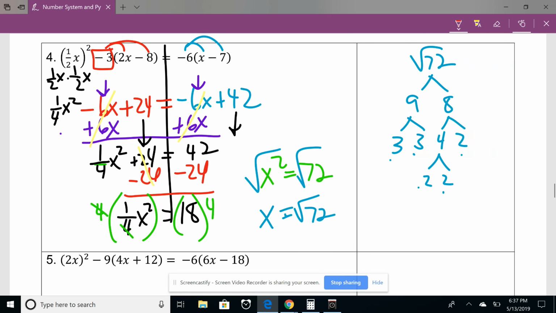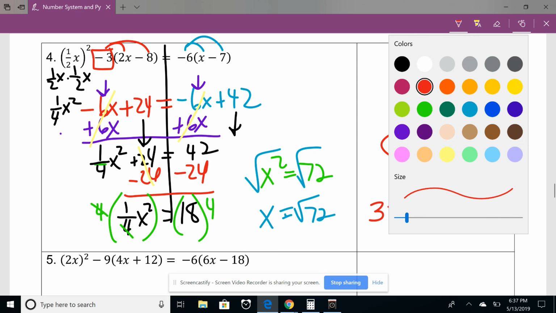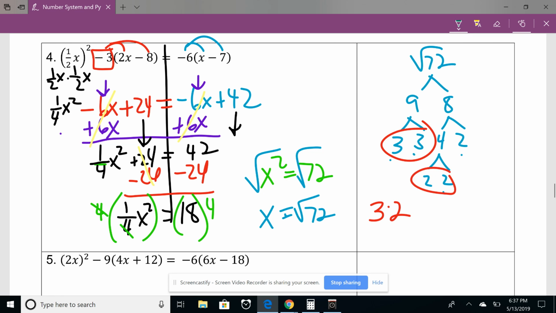Circle the pairs. 3 and 3 goes on the outside. 2 and 2 goes on the outside. And there's only one branch left over. That 2 goes on the inside. 3 times 2 is 6. Bring down the radical 2. And there's my final answer, 6 radical 2.